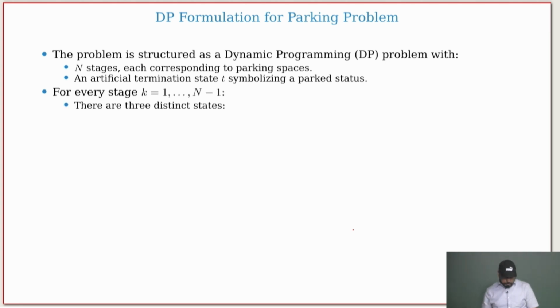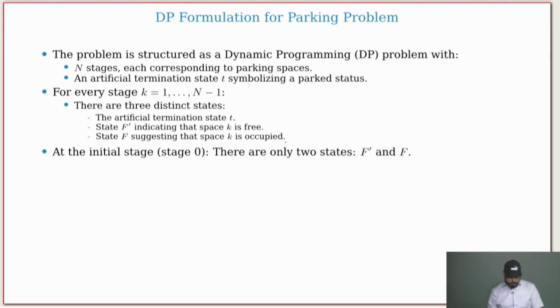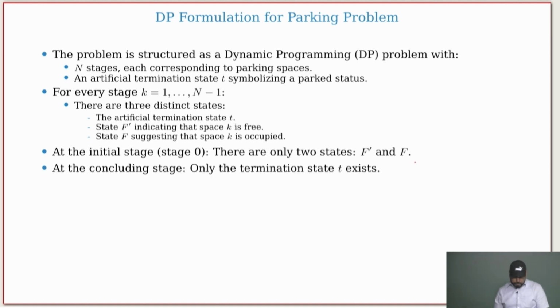For every stage k equal to 1 to n-1, there are 3 distinct states. You can be in the terminal state, or state f prime, which is the notation we use to indicate that the space is free, and state f will indicate that the space k is occupied. So at the initial stage there are only 2 states, f prime and f. At the concluding stage, only the terminal state exists.